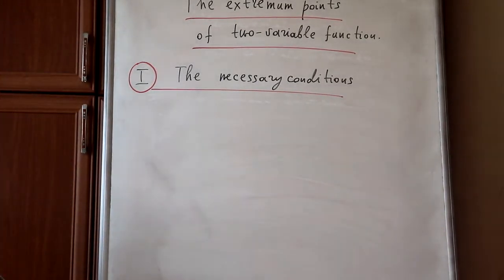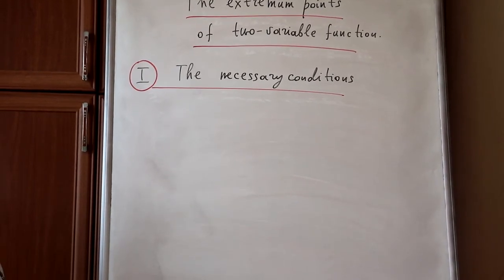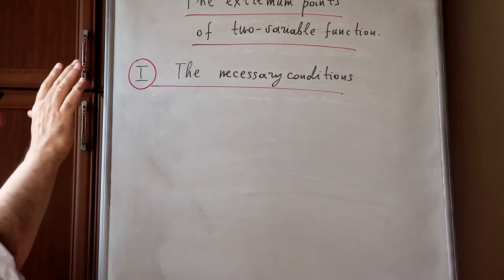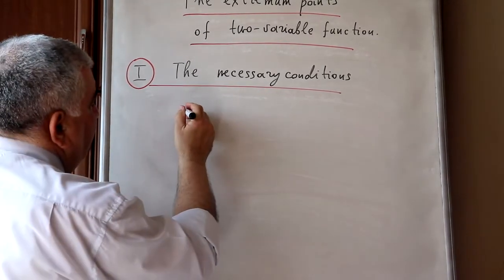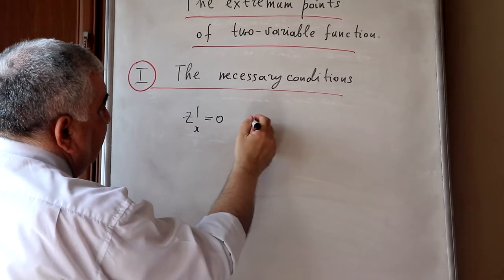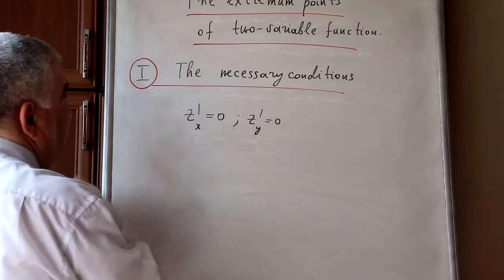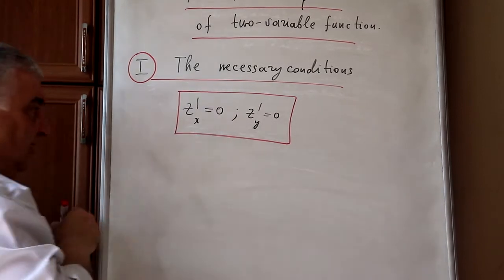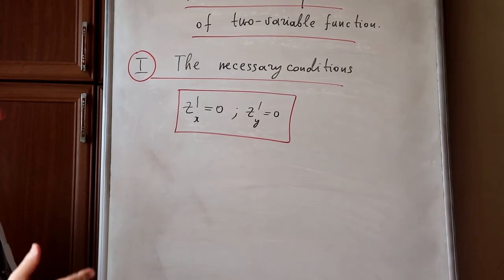For the extremum points existence, all first order partial derivatives must be equal to zero. That is, z prime with respect to x is zero, and z prime with respect to y is zero. They are the necessary conditions. And the root of this system of conditions are named the critical points.